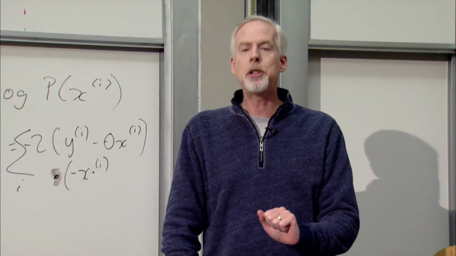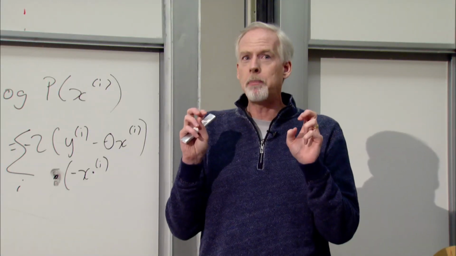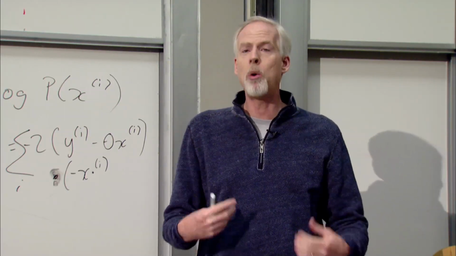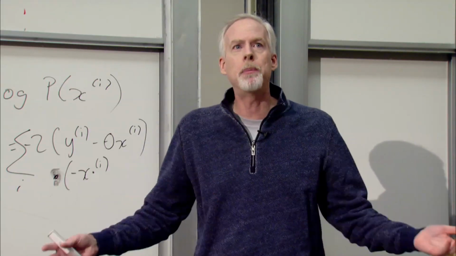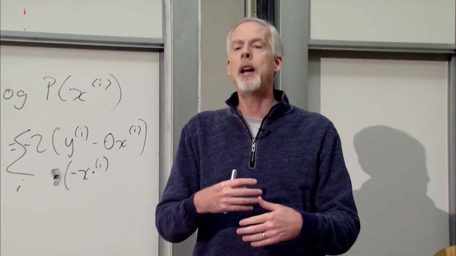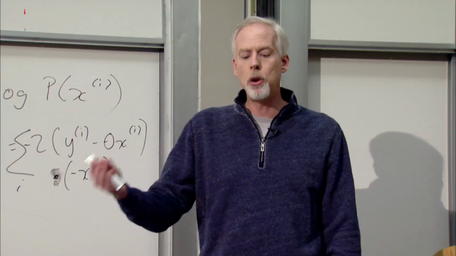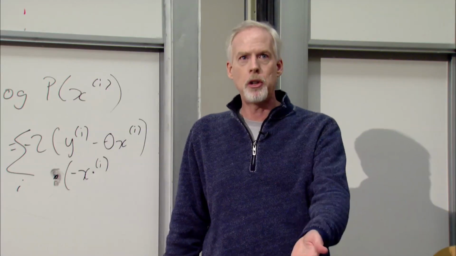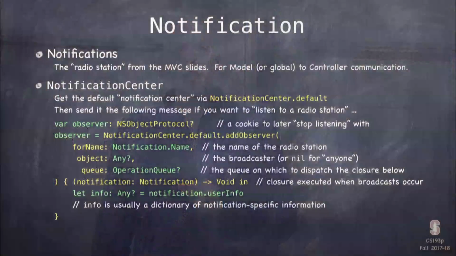This observer thing is a cookie that basically keeps track of this observation. So it's just a cookie for you to hold on to. You only do one thing with it, which is stop observing. It's how you say, I don't want to listen to that radio station anymore. And you do that by asking NotificationCenter.default to removeObserver, this cookie, and it will stop listening. So we'll show you an example of that in a second.